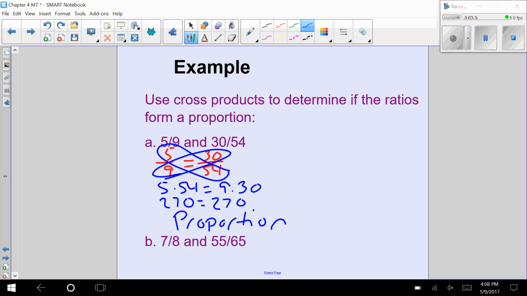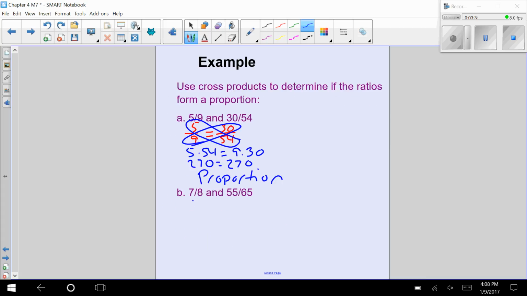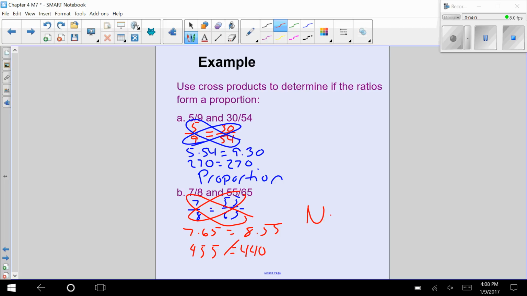For 7/8 and 55/65, we'll rewrite them again. We have 7 times 65 as one cross product, and 8 times 55 as the other. 7 times 65 is 455. 8 times 55 is 440. Well, those are not equal, so this one is not a proportion.